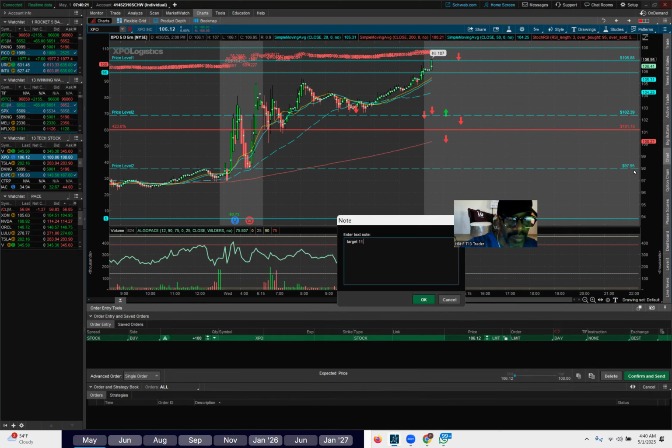116 and 127. Remember, target one, target two. Just so you know what we're looking at, we're looking at the strike. This is where you're going to sell in this area, 116, 127, if this continues to create a new higher high off of this high.